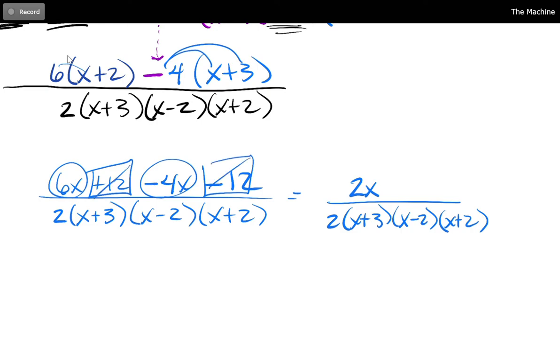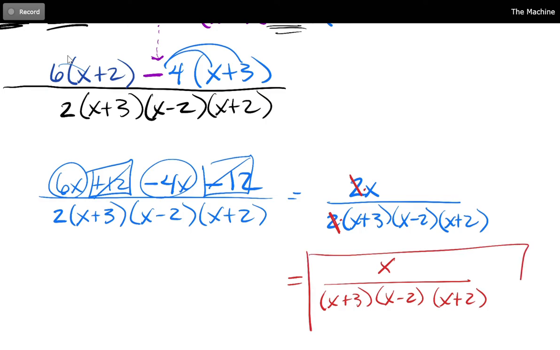Okay, but not done yet. Remember how we had something cancel in the original one, the example one? Same thing here, look. That's why you didn't multiply the bottom out. Don't multiply the bottom out, because if you're lucky, you might get something to cancel. So the 2 cancels there. How am I allowed to cancel the 2? Because it's multiplied both in the numerator and the denominator. And division only cancels things that are multiplied. So my final answer then is going to be x divided by x plus 3 times x minus 2 times x plus 2. And don't multiply the bottom out, just leave it like that.